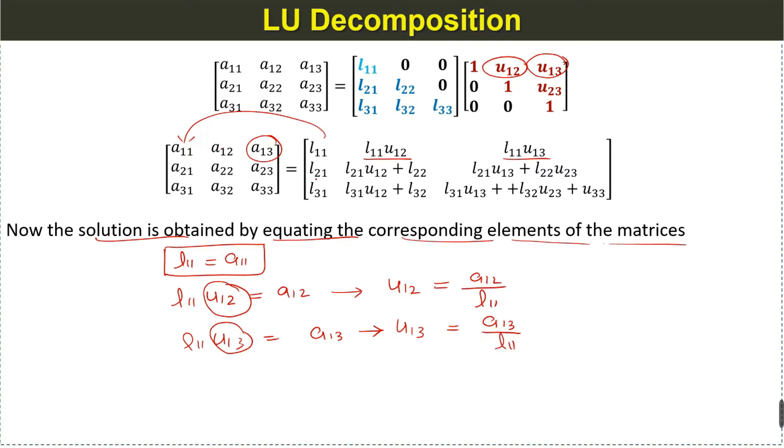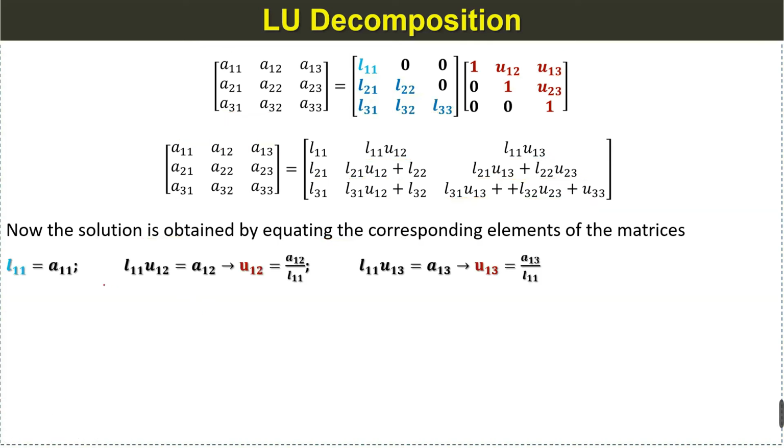So similarly, for this equation and for this equation and so on, for all these equations, we will equate with the entries of the coefficient matrix, and then we simplify all these equations to get the values of the unknowns. Okay. So here we can see that the value of this one is equal to this one, and u12 is equal to this one, and u13 is equal to this one.